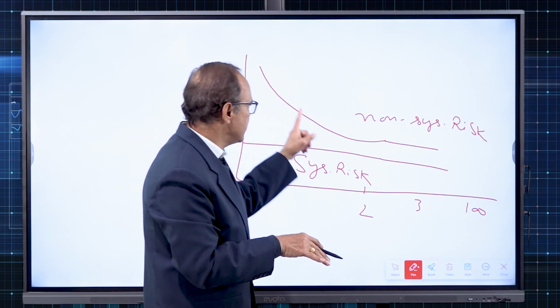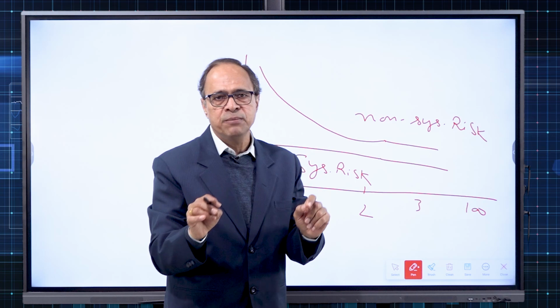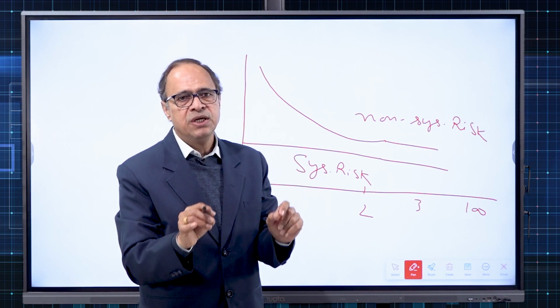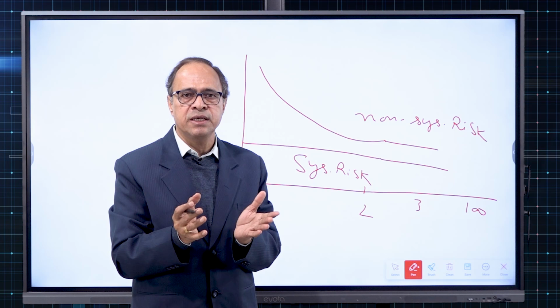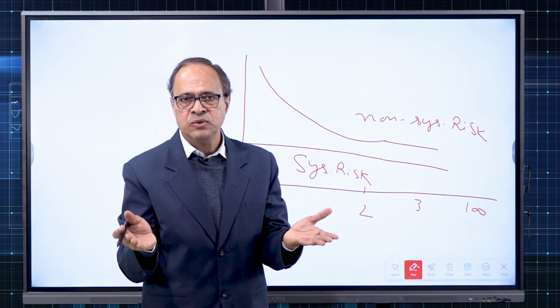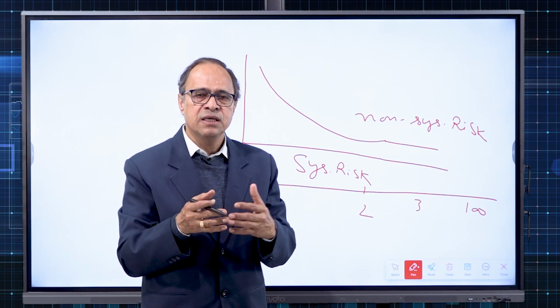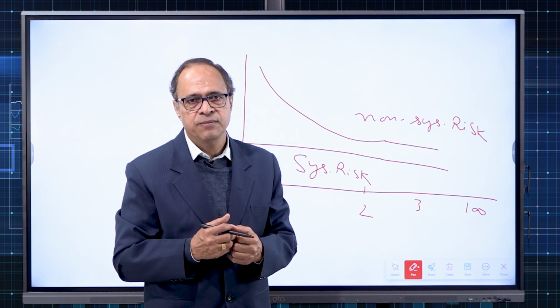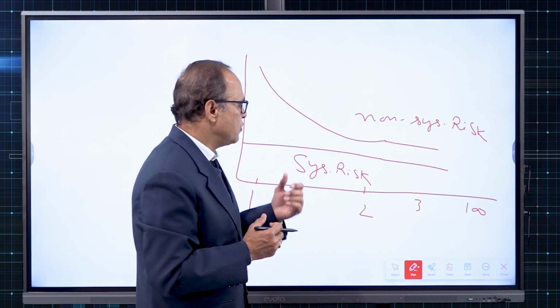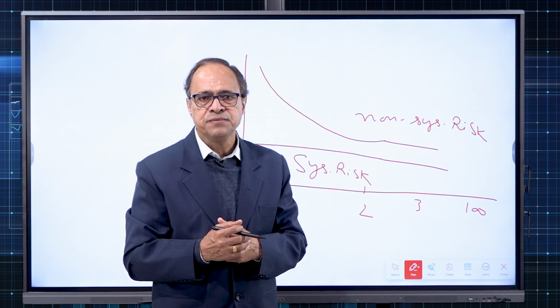So non-systematic risk means risk related to one particular company, industry, or one particular avenue. So diversification can be created across investment avenues and by investing in multiple companies if you are making a portfolio of equity. That is the way the notion of diversification works.